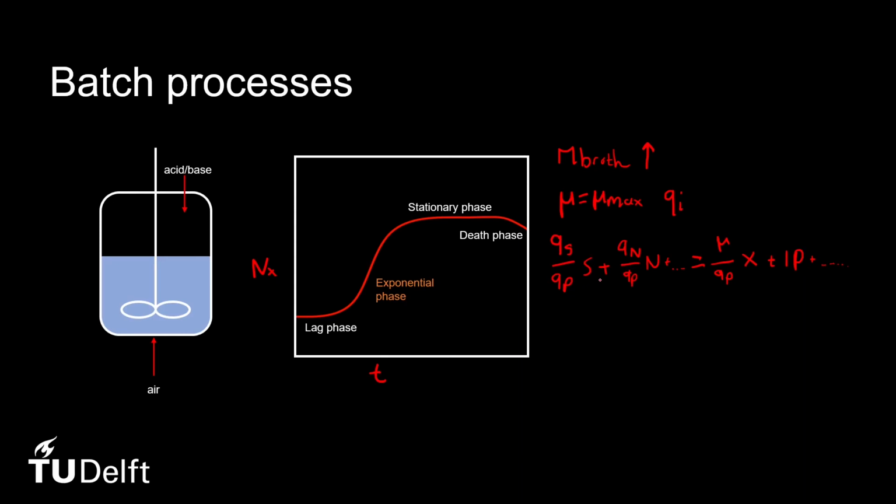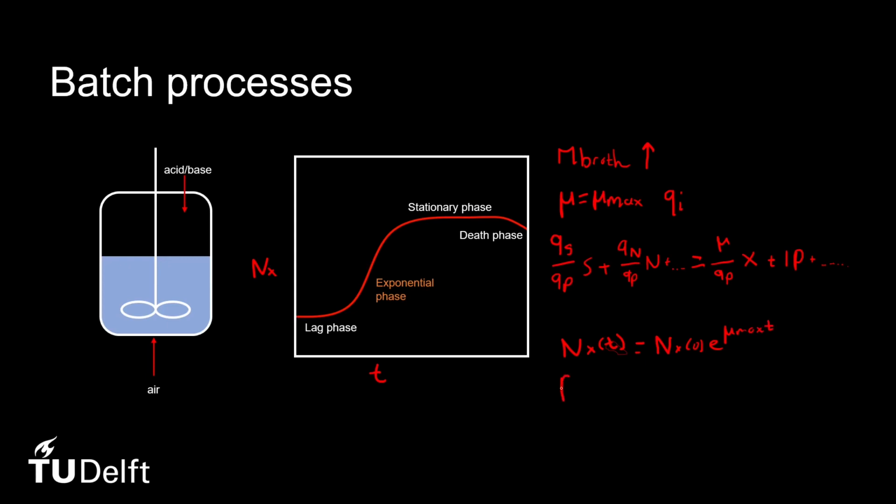A few other interesting parameters that we have to look at are the number of cells and how it changes over time. We can derive a relation for this that you have seen before and is equal to N_x at t is N_x at t = 0, multiplied by the exponent of mu max times t.